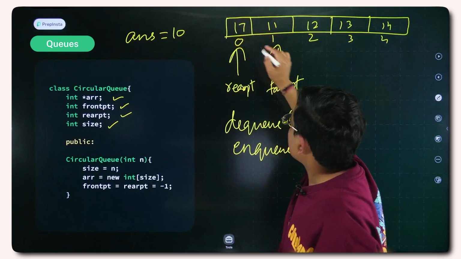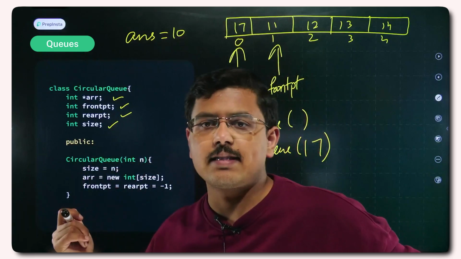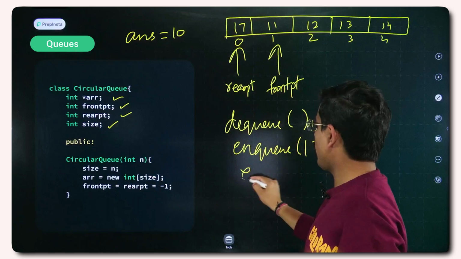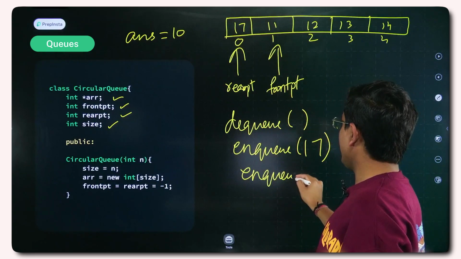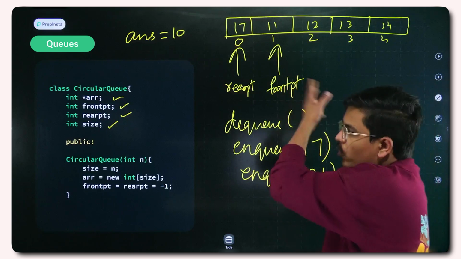Now if you carefully see, the complete queue is full, right? The enqueuing has happened, but the queue has become full. Now if I want to do one more enqueue, I write enqueue 21. Fine. If I write this, can you add 21 in this?